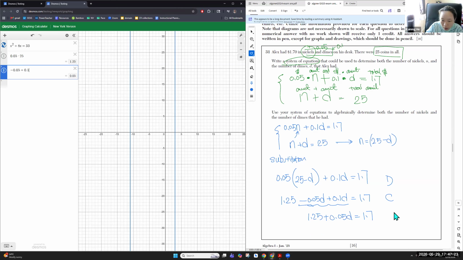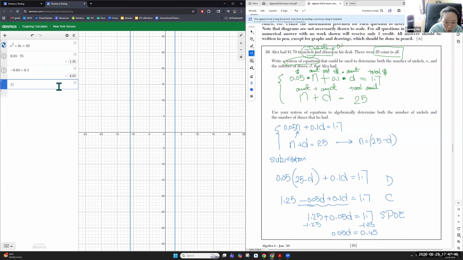And then pick a small variable. There's no S, so I'm going to start with P, properties of equality. Which one? Subtraction property of equality. Minus 1.25, minus 1.25. I have 0.05 D equals 0.45. Let me double check my math.